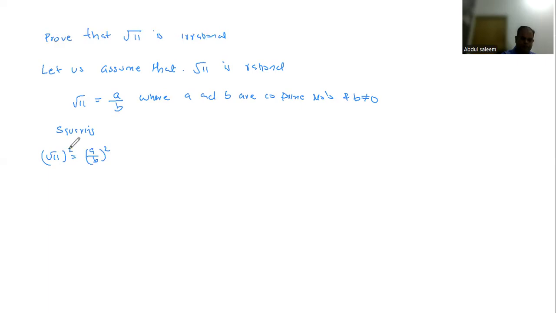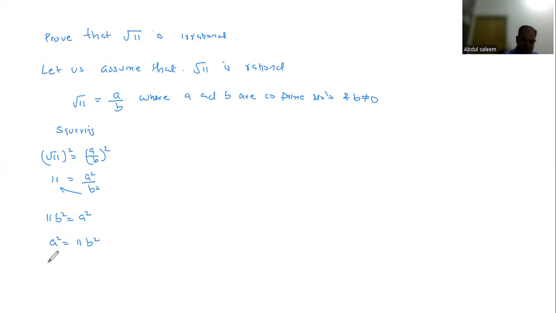That is, square and square root are opposite processes. They will cancel each other. So 11 equal to a square by b square. If you cross multiply b square to the left side, 11 b square equal to a square. So we obtain a relation: a square equal to 11 b square. Okay. So a square is 11 into b square.